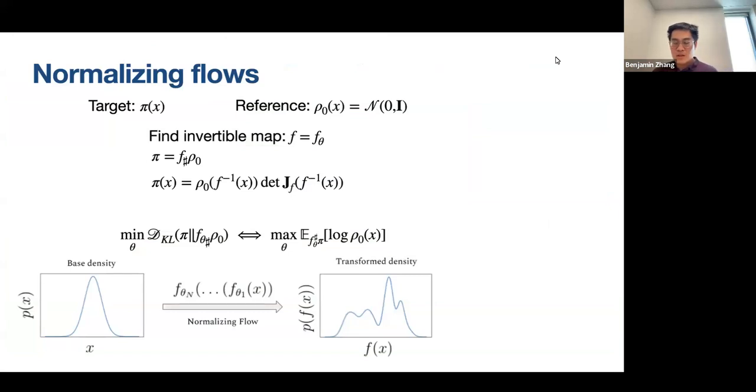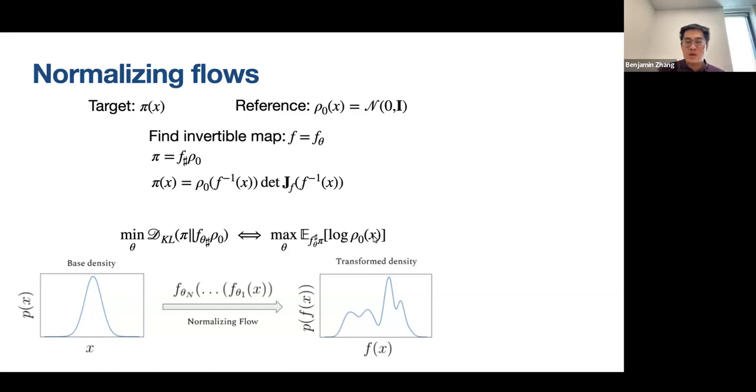Okay, so just to recap normalizing flows, the idea is to find some sort of a map that takes a normal distribution to your target distribution. The idea is to minimize the KL divergence between your true distribution pi and your approximate distribution, f push forward of the normal distribution. The usual way to do this is basically some sort of maximum likelihood estimator, okay?